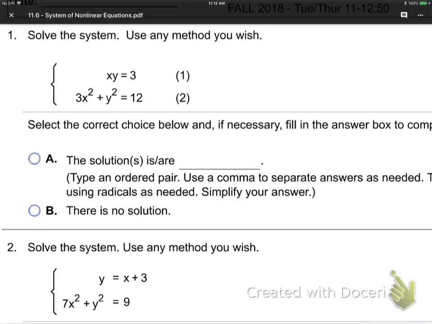Let's talk about it. So 11.6, here's question number 1. They want me to solve the system. So a system means more than one equation at the same time. Solve, so we got 2 equations right there. But these are not lines. That's what's different. You've solved 2 equations before.